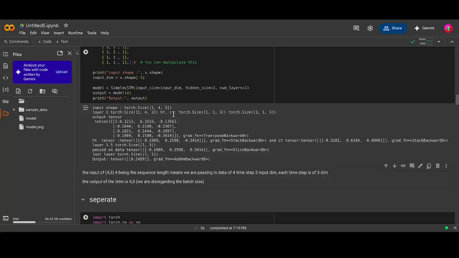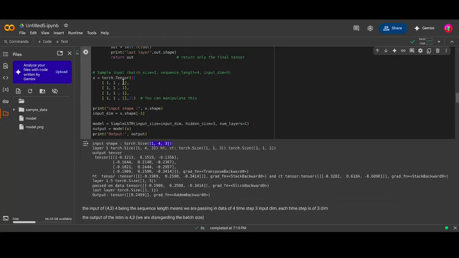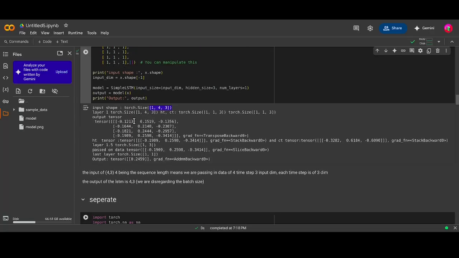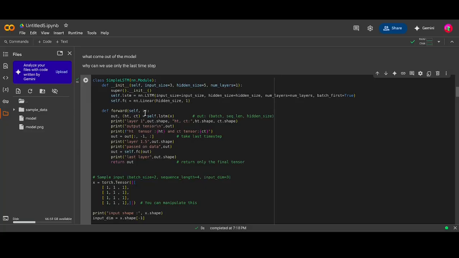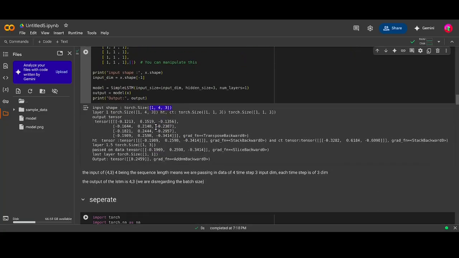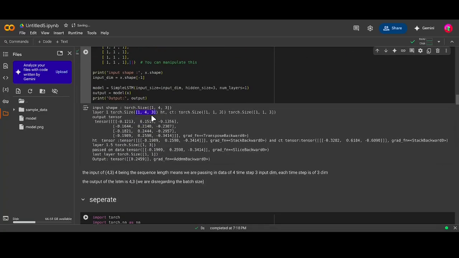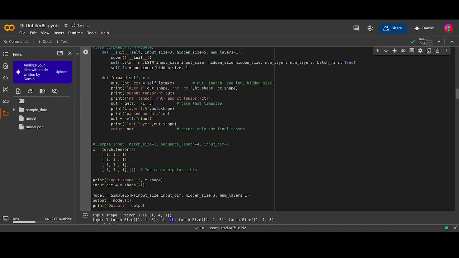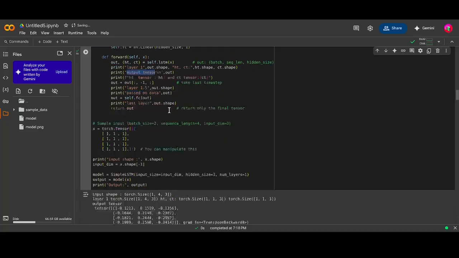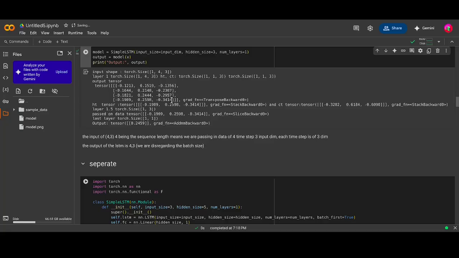And voila. What we have here is the input shape 1, 4, 3. After layer 1, it gives out the output shape of the LSTM block: 1, 4, 3. It's the same as the input. And HT's dimension is 1, 1, 3, and CT's dimension is 1, 1, 3. And the output tensor, you can look at the output tensor. It's a 1, 4, 3 tensor, and the HT tensor.